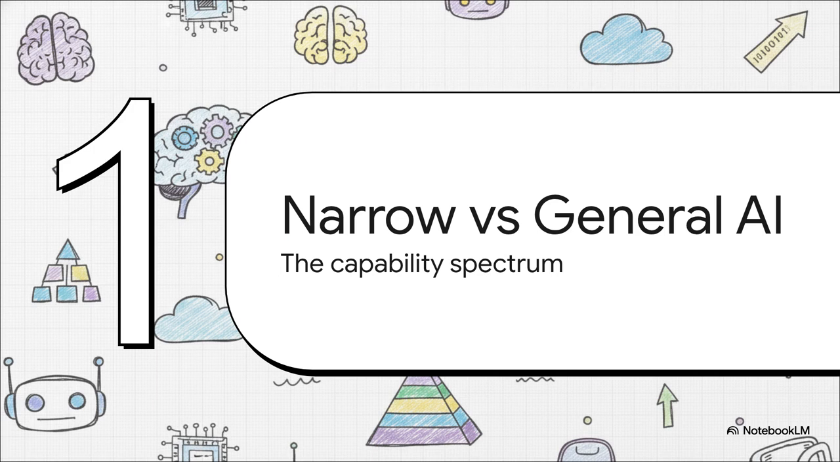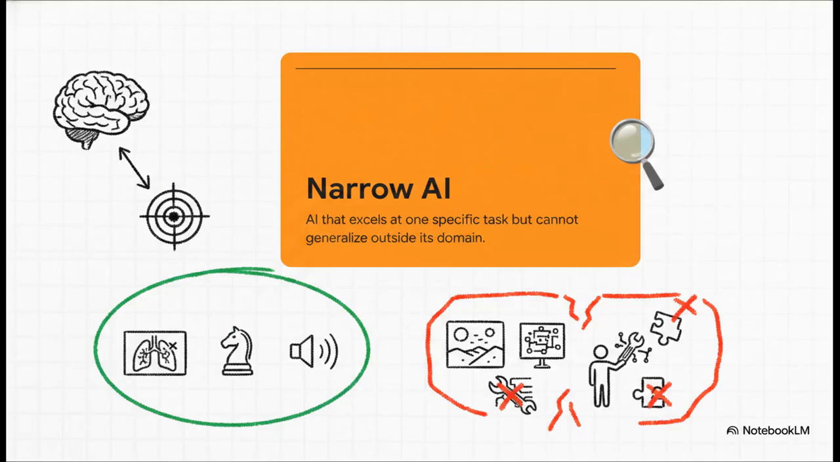Let's talk about the capability spectrum. Now that we know how it works, we really need to puncture the sci-fi hype balloon for a minute. The foundational concept you need here is narrow AI. This is an AI that excels at one very specific task. And don't get me wrong, it can be entirely superhuman within its designated lane.